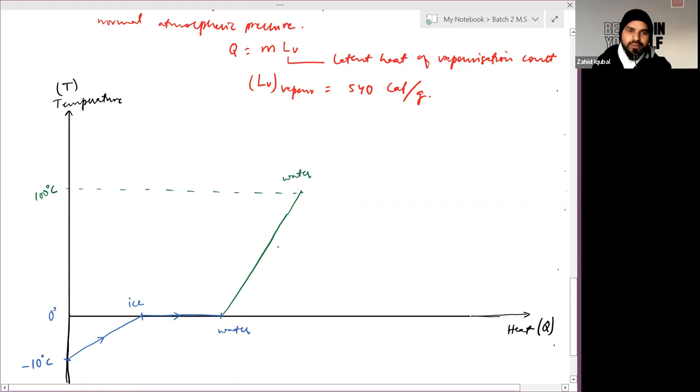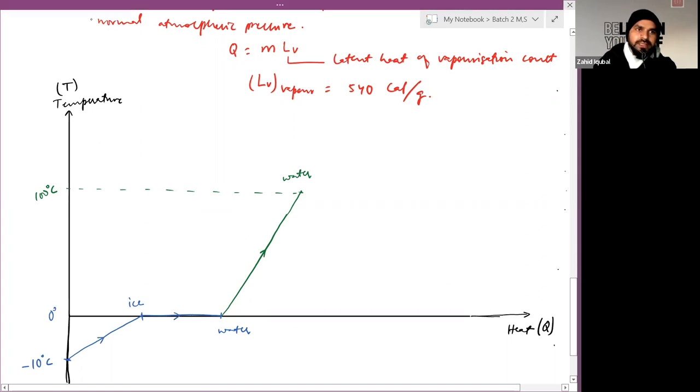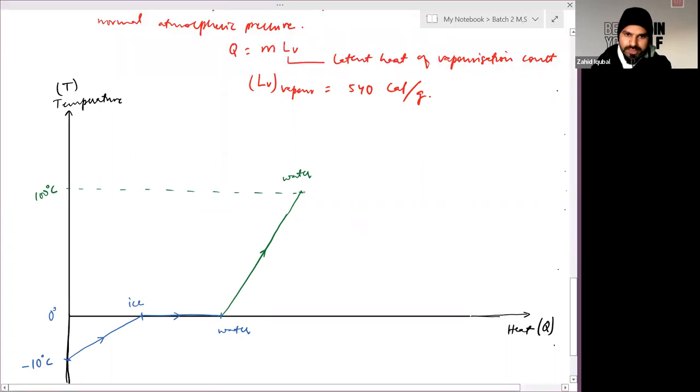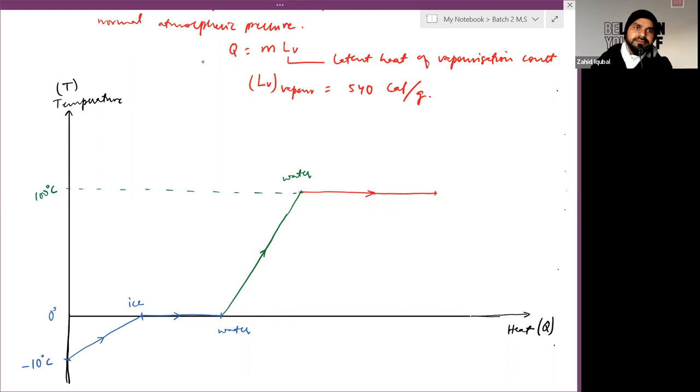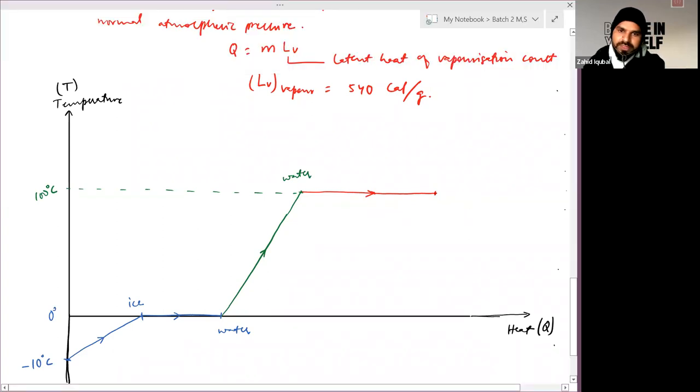State will remain water. This particular heat causes it to change its temperature, so we termed it as specific heat. On further heating, there will be a change in state from water to vapor till this point, which is termed as latent heat of vaporization. On further heating, the temperature of vapor will start increasing like this. So it will be termed as a specific heat.